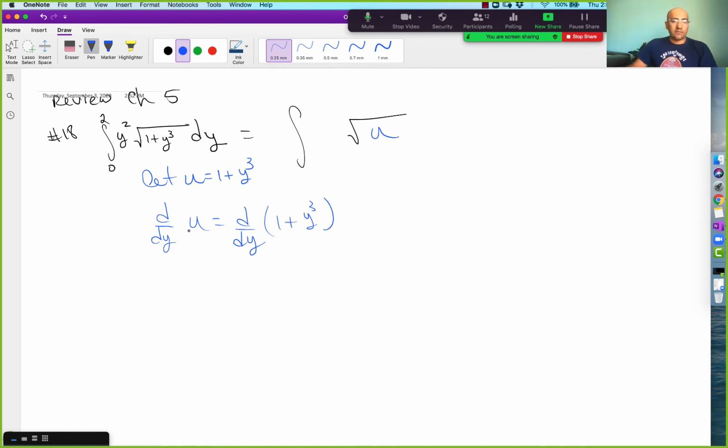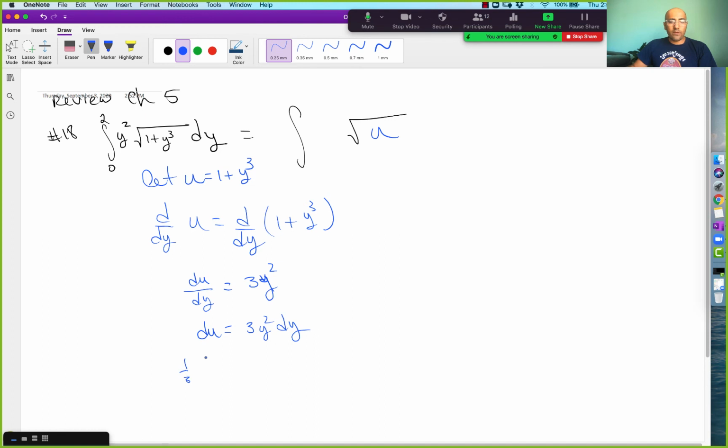Good. Okay, so now this notation is exactly du dy equals, and now the derivative of this, the derivative of 1 is 0, and the derivative of this is going to be equal to 3y squared. Good. Okay, I'm going to multiply both sides by dy and get that du equals 3y squared dy, which is right there. The y squared dy. So I'm going to divide this side by 3 and get that 1/3 du equals y squared.